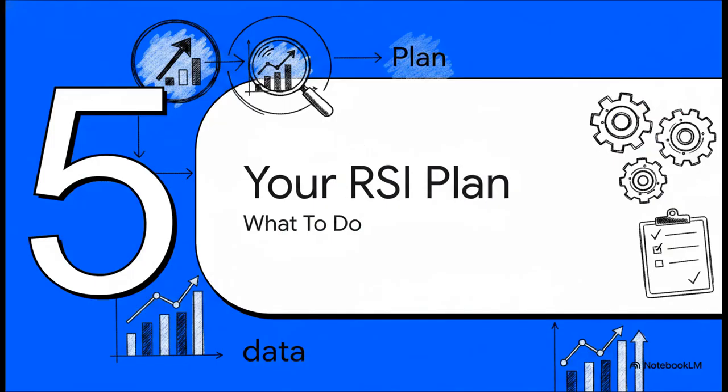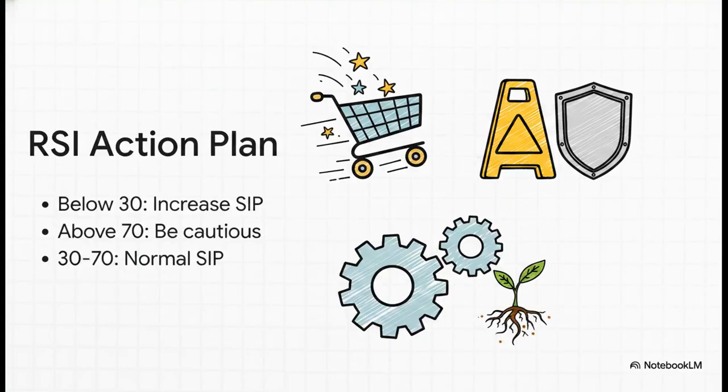Which brings us to part 5, your RSI action plan, what to do. Let's turn all of this into a really practical game plan. When that index RSI drops below 30 into that freezing oversold zone, that is the time to be bold. You increase your SIP, or if you have extra cash laying around, you add a lump sum to capitalize on the fear. When the RSI flies above 70 into the overbought, feverish zone, you do the exact opposite. You exercise caution. Avoid throwing in large lump sums and maybe even consider some partial rebalancing. And when the RSI is just chilling between 30 and 70, just continue your normal SIP. Let compounding do the heavy lifting.